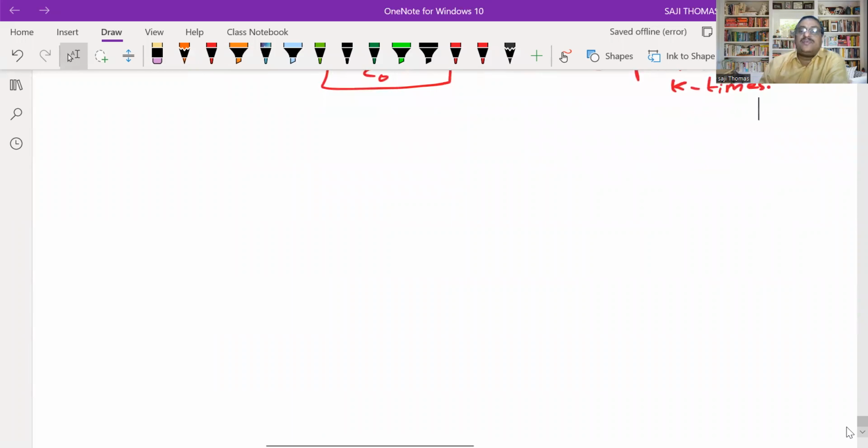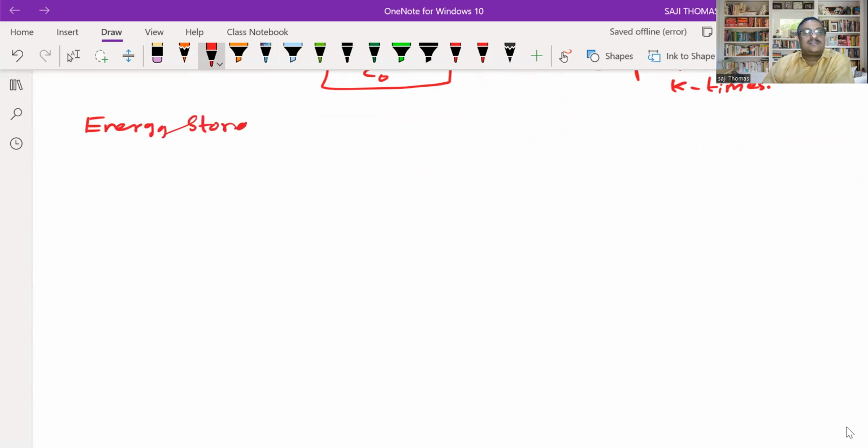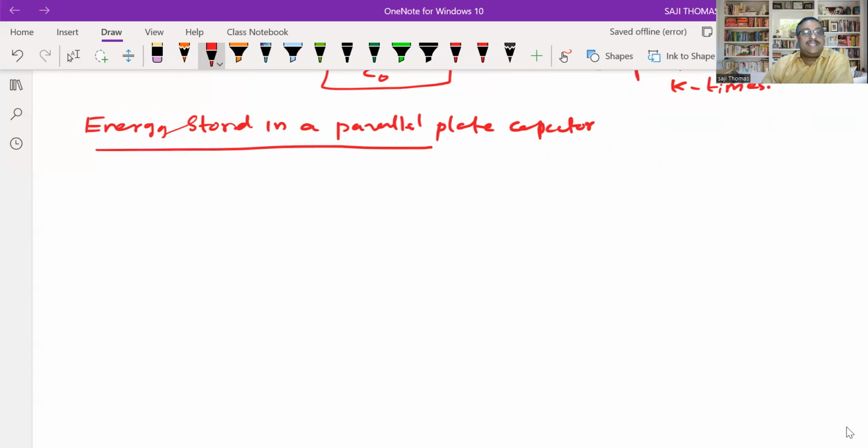Now we can derive the equation for the energy stored in a parallel plate capacitor. Imagine a parallel plate capacitor. V is the potential difference between its plates.